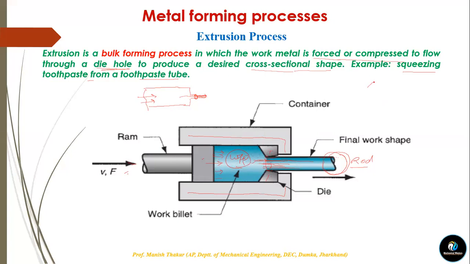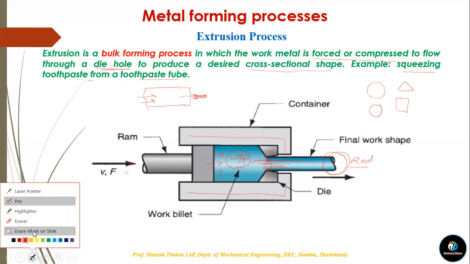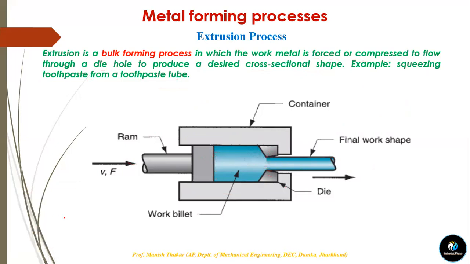Suppose you are going to get a hexagonal shape of rod, ठीक है, रॉड का किसी टाइप का शेप हो सकता है, that is, either it may be triangular shape, either it may be hexagonal, either it may be rectangular shape, and either it may be round shape, that can be produced by the extrusion process, right? Accordingly you have to design the die opening, right? ठीक है, is it clear? The concept of extrusion process is clear to everyone or not?